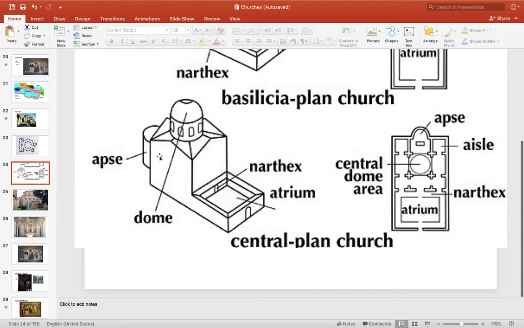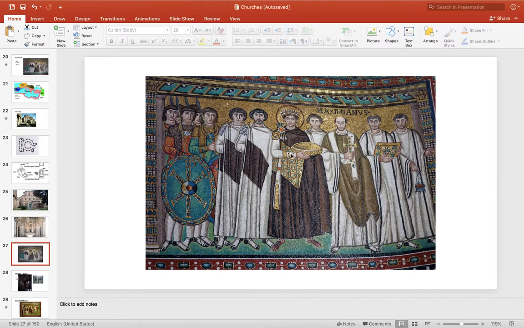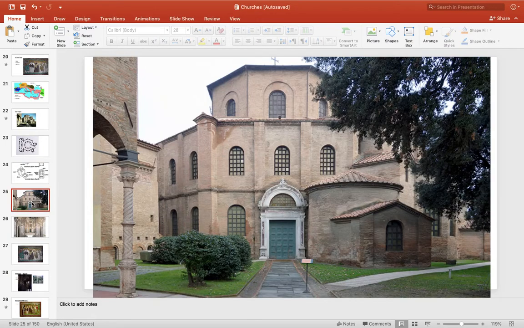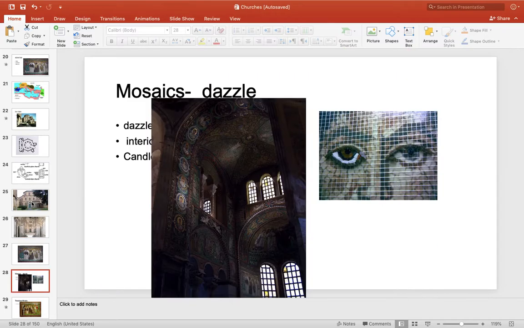So this is a Byzantine church. Remember, the Byzantines, the emperor was secular and religious. So here he's secular with the army, and here he's religious with the priests. So that's the San Vitale, a Byzantine church.